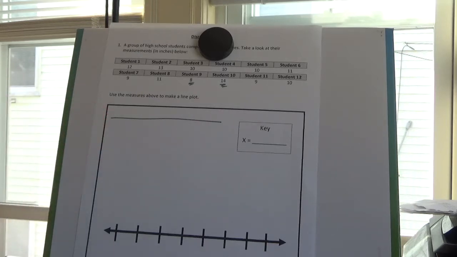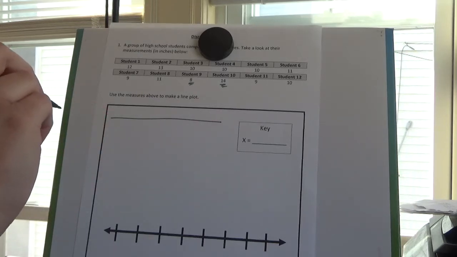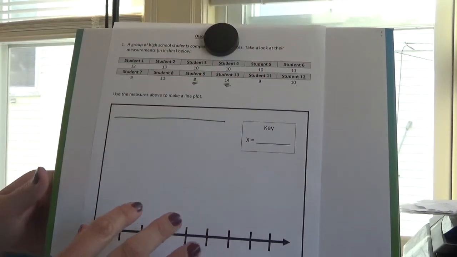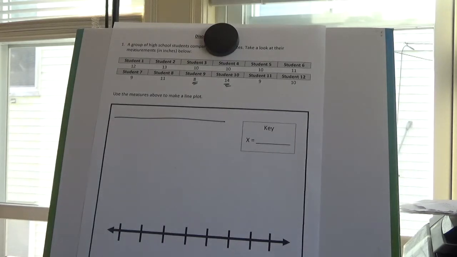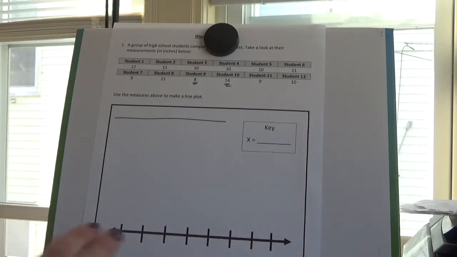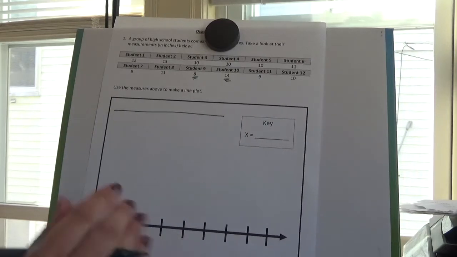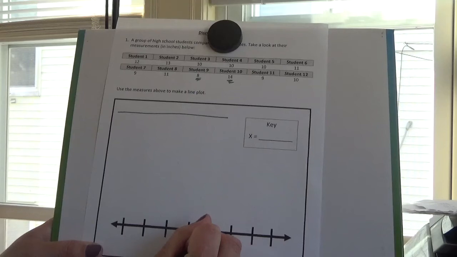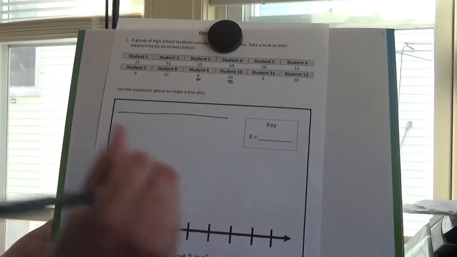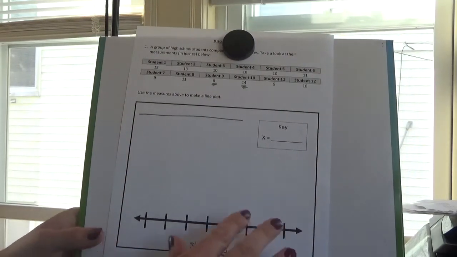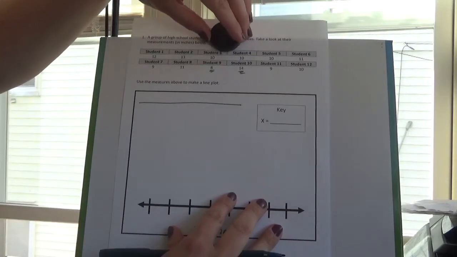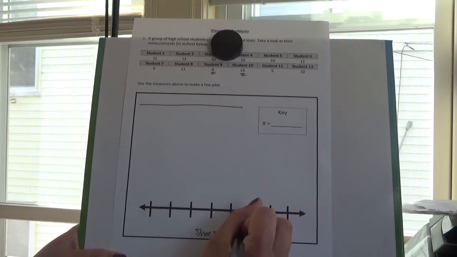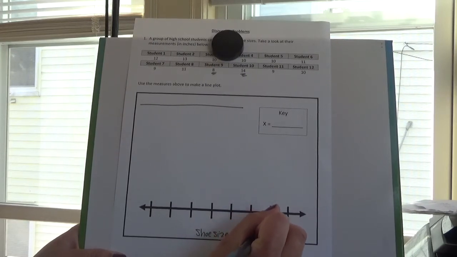So let's take a look at this. A group of high school students were looking at their shoe measurements. They were comparing their shoe sizes in inches. So that means that the bottom line here, the numbers need to be the measurements of the shoe measurements, right? So shoe sizes. So I'm going to write shoe sizes as my label. I want to make sure you guys can see this. I know it's kind of hard. Shoe sizes.